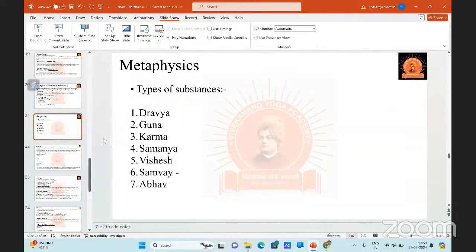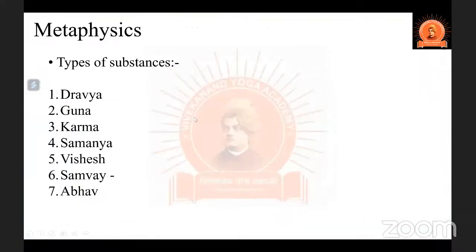Okay. So these are the seven. I was saying that under this philosophy, under this metaphysics, there are seven substances that we have to read from this Vaisheshika philosophy. That is first dravya, second guna, third karma, then samanya, vishesh, samvaya, and abhav. So these are the seven different substances explained in this particular Vaisheshika philosophy. For everything to be present, these seven things are to be there in that particular object. Guna is qualities, karma is related to actions, like in what way that particular thing is working. Samanya is some general qualities in that particular substance, or some specific qualities in that, which is called vishesh, and samvaya is called abhav. So these are the seven substances explained in this particular philosophy.